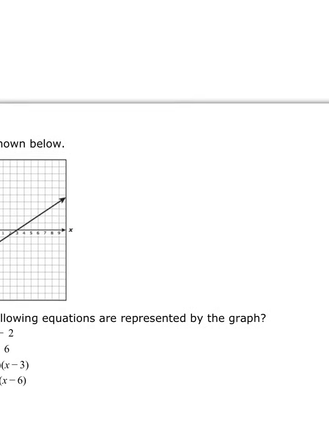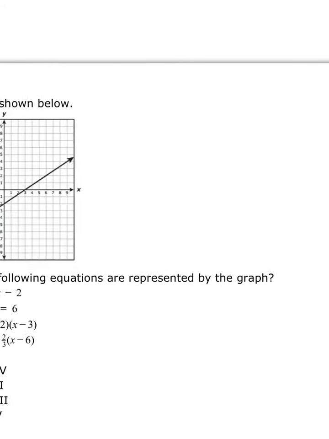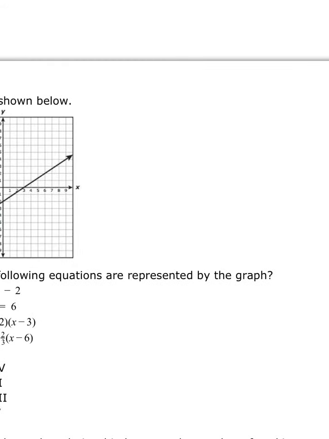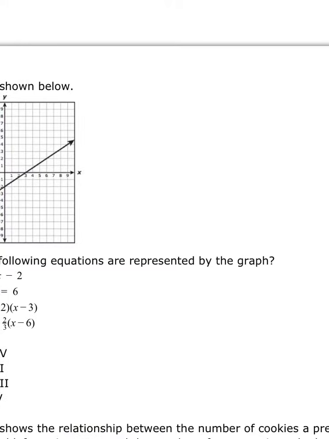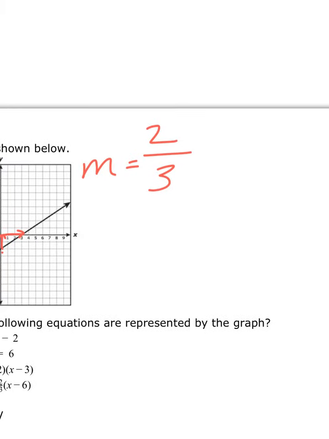Number 4 says a graph is shown below. Which of the following are equations represented by this graph? So we've got 1, 2, 3, and 4. Well, first, what's the slope of this line? Well, we go up 2, right? Positive 2, and then right 3, positive 2/3, right? Positive 2/3, yes?